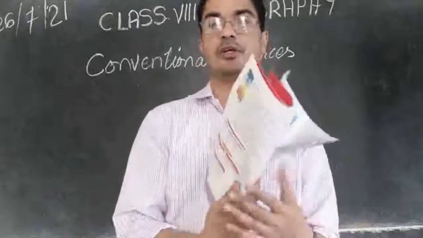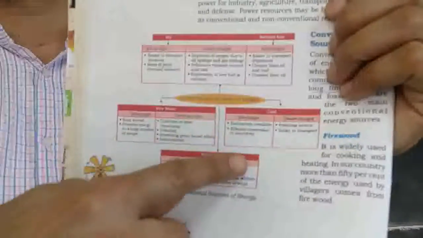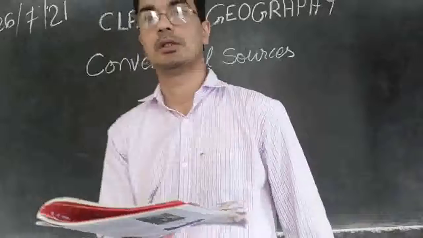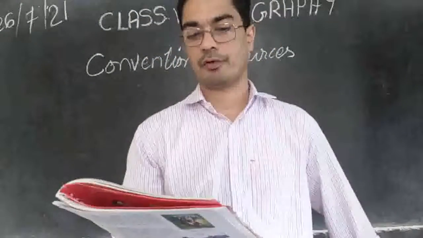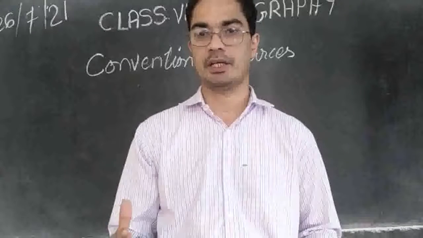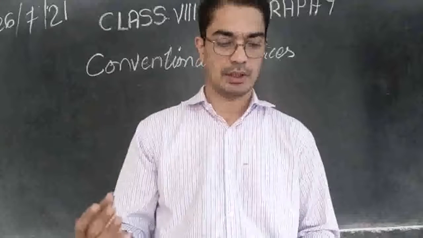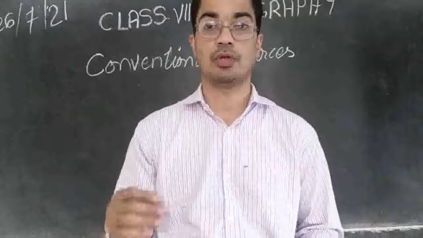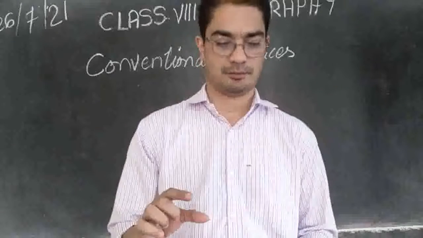Now we can turn back to page number 30. You will find a chart there. Here we deal with the different types of conventional sources of energy that we have already studied, like oil, natural gas, firewood, coal, hydropower and so on. We have already studied them and we shall see them again.